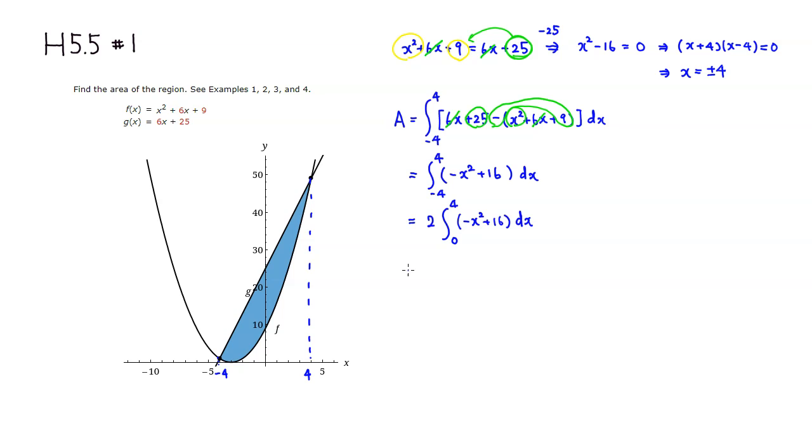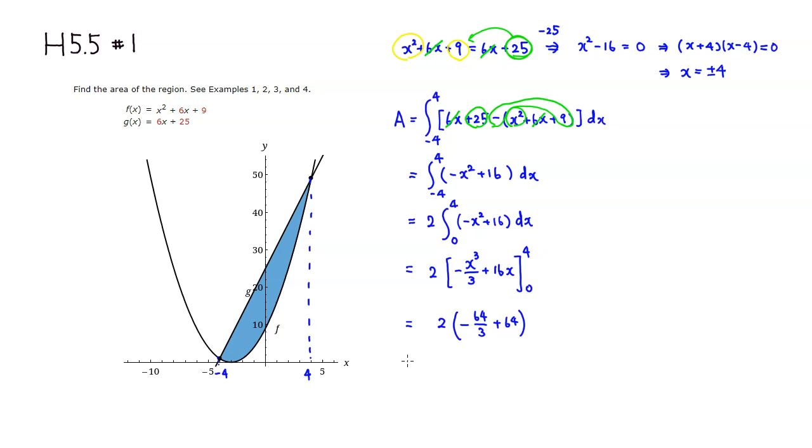This is all power rule. You have a negative sign, and you add 1 to the power, so cubic, and divide by 3. The antiderivative of 16 is 16x, and you're going from 0 to 4. So this is going to be 2 times, plugging in 4: 4 times 4 is 16, 16 times 4 is 64, so you have 64 over 3, and then plus 4 times 16, which is 64.